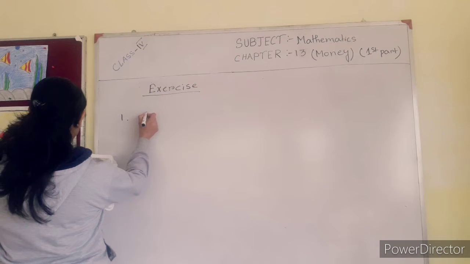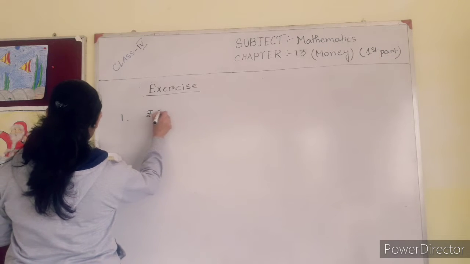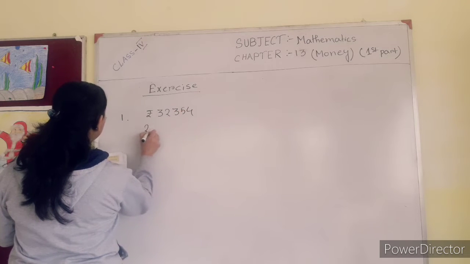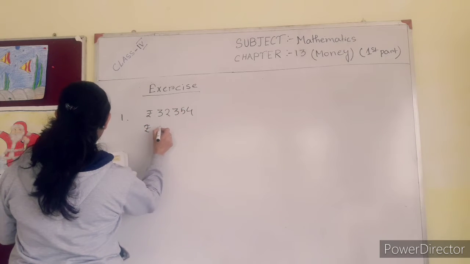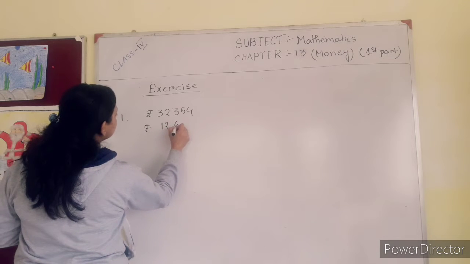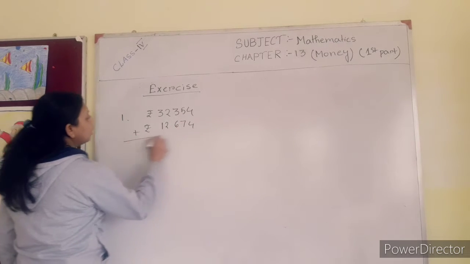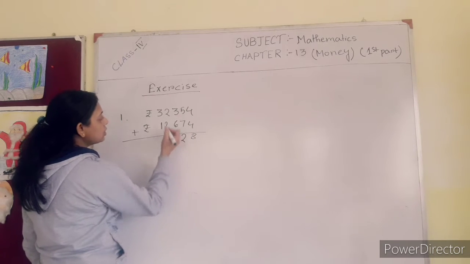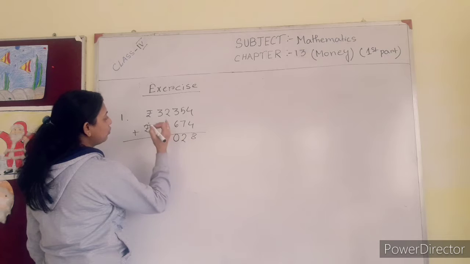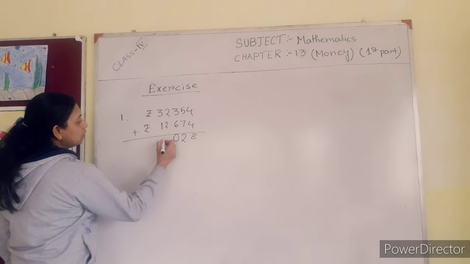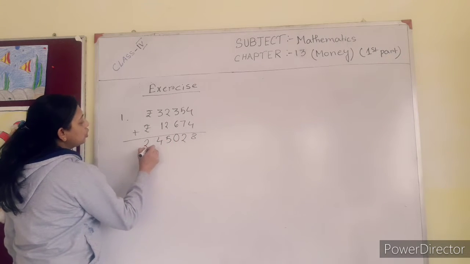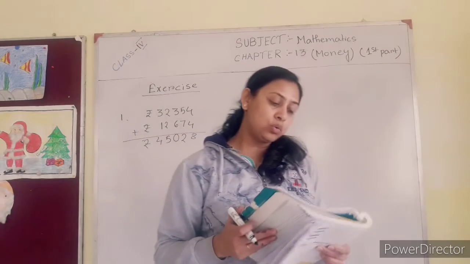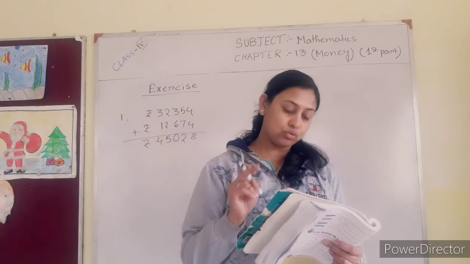Number 1, rupees 32,354, rupees 12,674. Add the amount. 4 plus 4 is 8, 5 plus 7 is 12, 1 is in your hand, 3 plus 1 is 4, 6 plus 4 is 0, 1 is in your hand, 2 plus 1 is 3, 3 plus 2 is 5, 3 plus 1 is 4. So the answer is rupees 45,028. Number 2 is also addition and you will try to solve it.